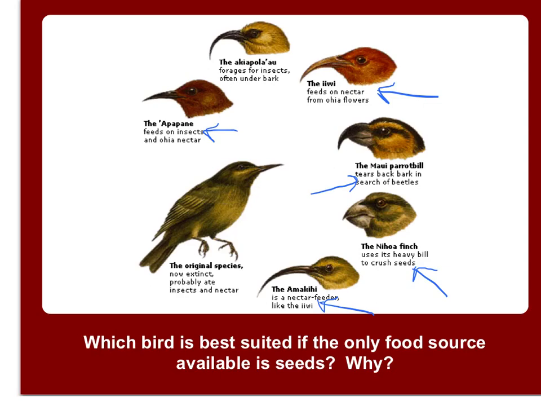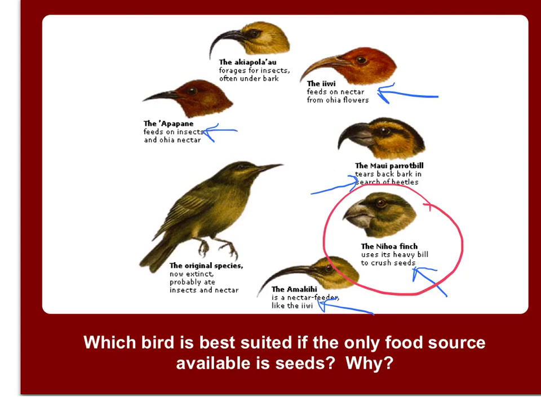All right, so if you've taken a look at these finches, I think it's pretty easy to recognize, considering it is made explicit with the explanations, that the Nahoa finch is best suited to eat seeds. And you can ask yourself, well, why is that? Well, in many ways, the shape of the beak and the way the beak is constructed, the beak's structure, facilitates it eating seeds better than the other finches.